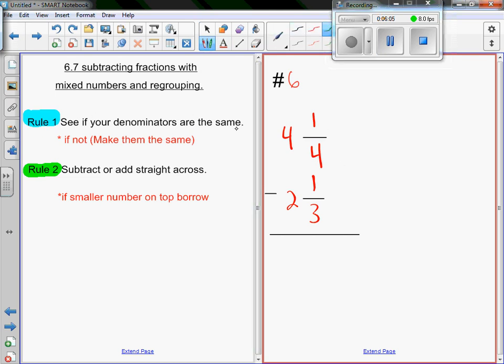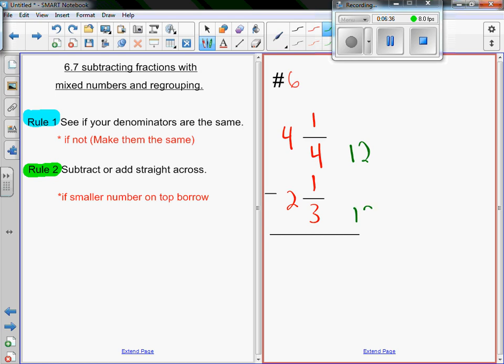Rule number 1, see if your denominators are the same. 4 and 3. They're not the same. And in this case, 3 doesn't go into 4 and 4 doesn't go into 3. So we need to find a number they can both go into. I usually will count with the top number by 4s until I find a number that a 3 can go into. 4, 8. Okay, 3 doesn't go into 8. 12. Good. 3 goes into 12. So we're going to choose 12 as our common denominator we want to turn both of them into.